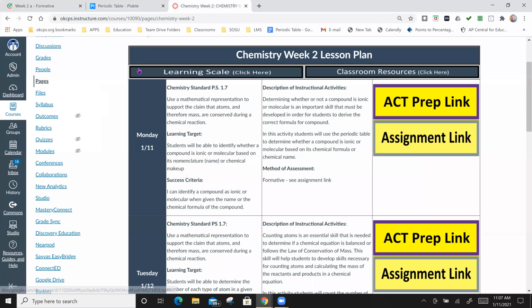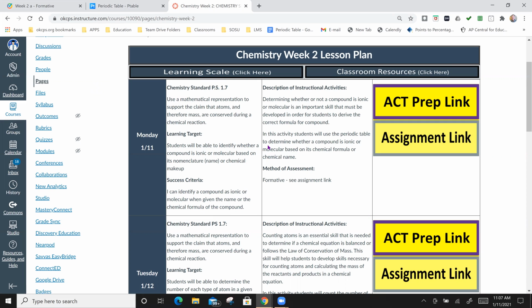Okay, welcome to chemistry. My name is Mr. Schmidt, and today we are going over our assignment week 2A, and our success criteria for this is that I can identify a compound as ionic or molecular when given the name or the chemical formula of the compound.